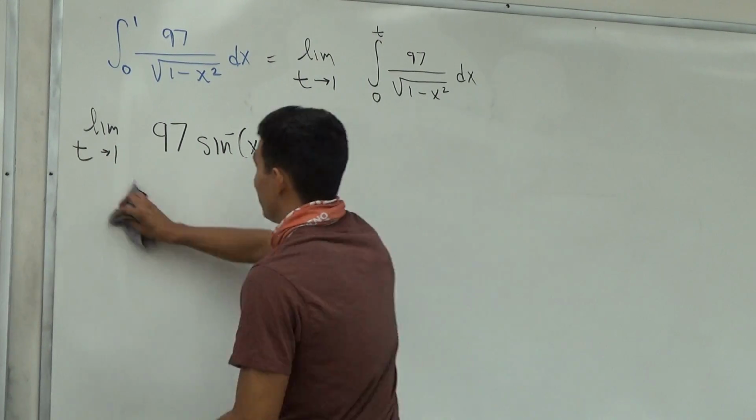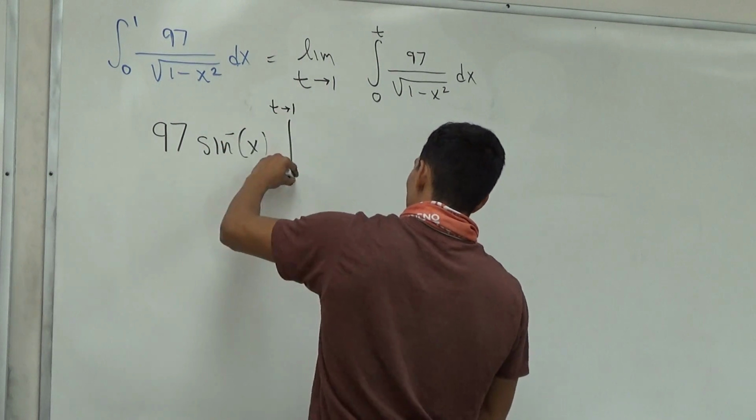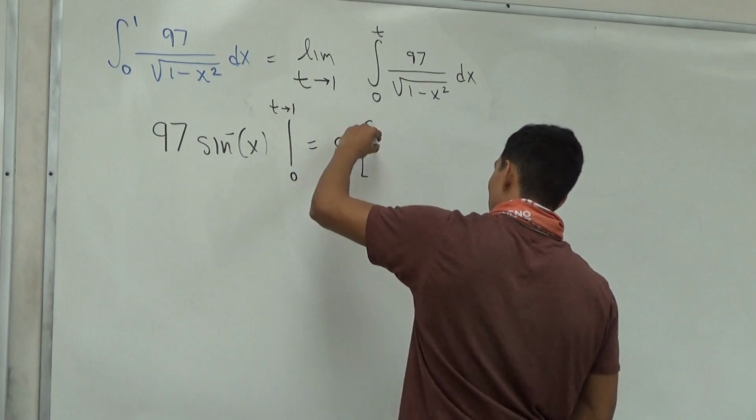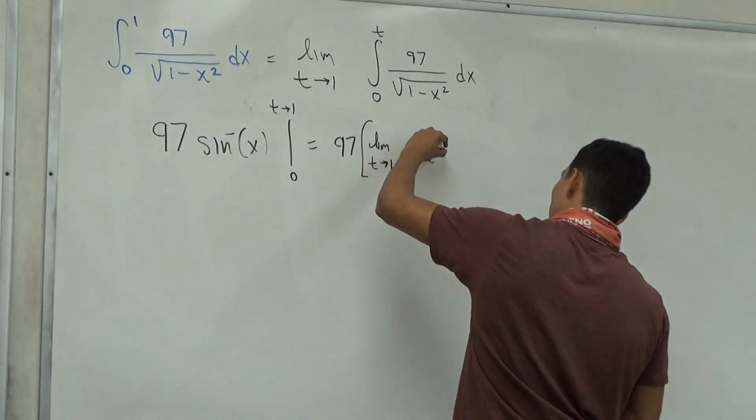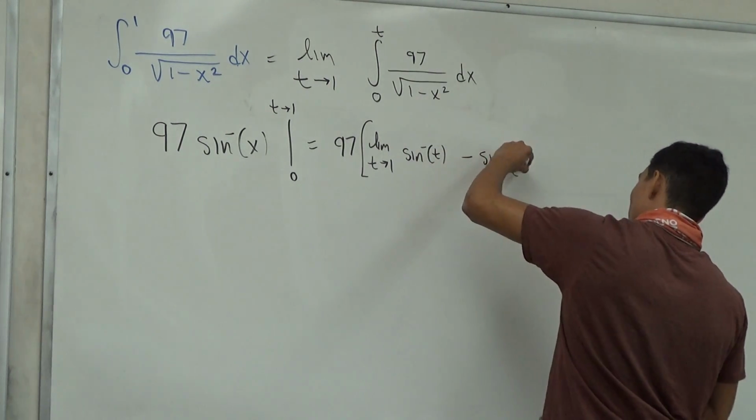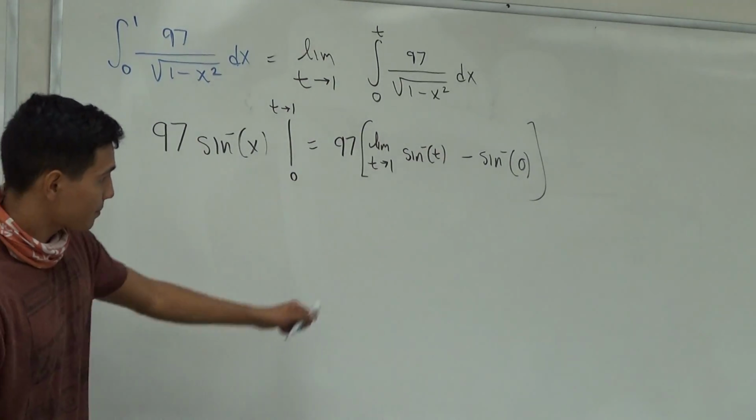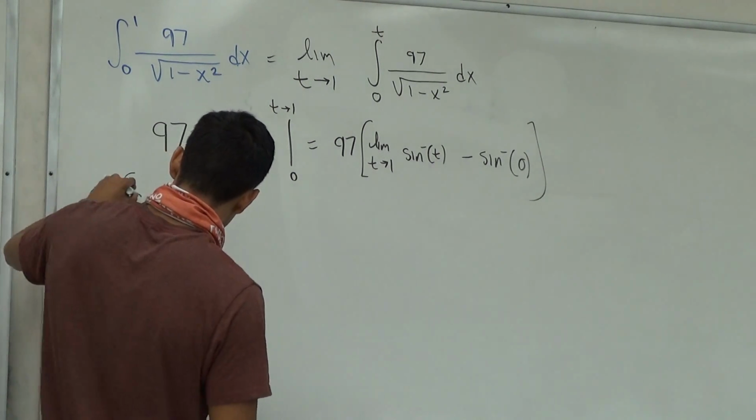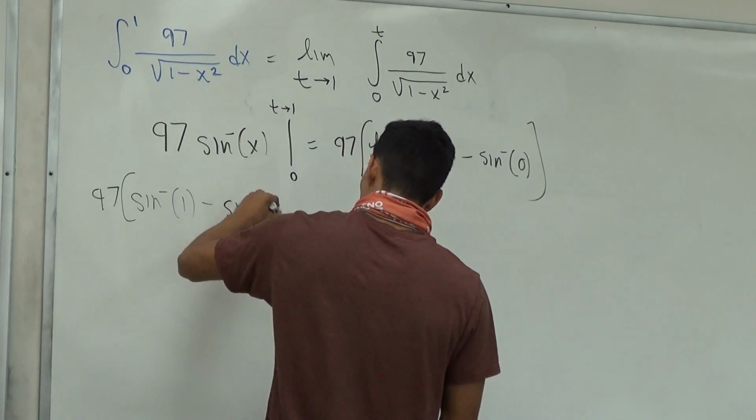Limit as t goes to 1. I'm going to erase that now and say t goes to 1 and 0. So this is it. Now I'm going to rewrite this as 97 times the limit as t goes to 1 of sine inverse of t, and then minus sine inverse of 0. So this is it. You're using the proper notation right here. As t goes to 1, basically all this is 97 times sine inverse of 1 minus sine inverse of 0.